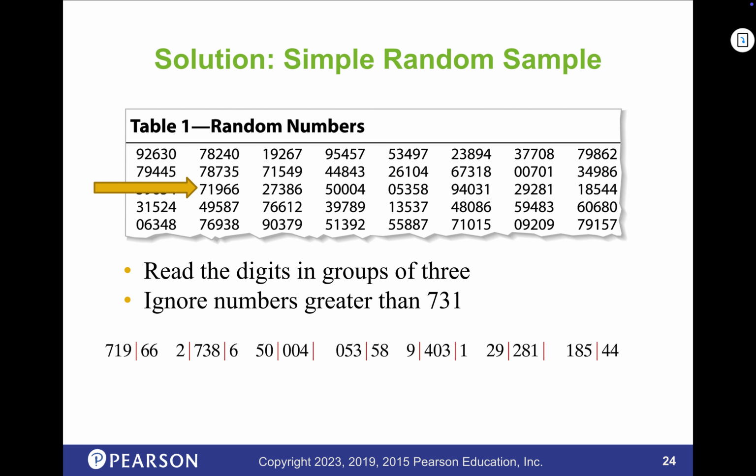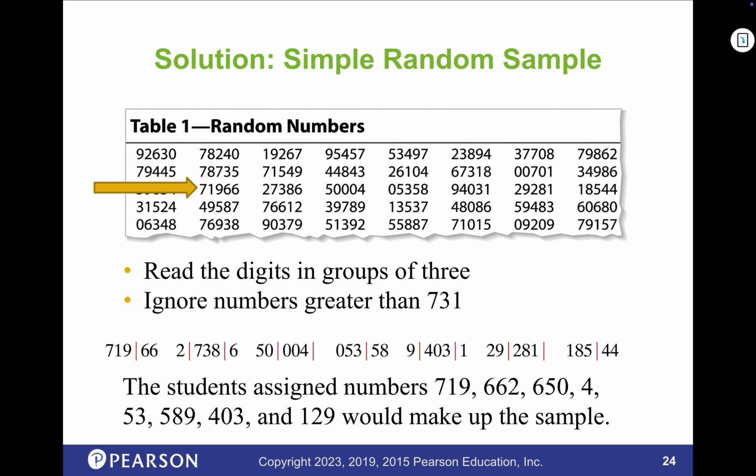So what we end up doing is, starting with 719, that student's going to be in the group. 662, that student's going to be in the group. 738, that's too big. There's nobody who has that number, so we just ignore it. And we go to the next one, 650, 004. You can see on the table, by blocking it and taking every set of 3 digits, you could do that. And in that way, they pick the 8 students. Okay, so that's random selection. All of the 731 students had the ability to be in this sample.